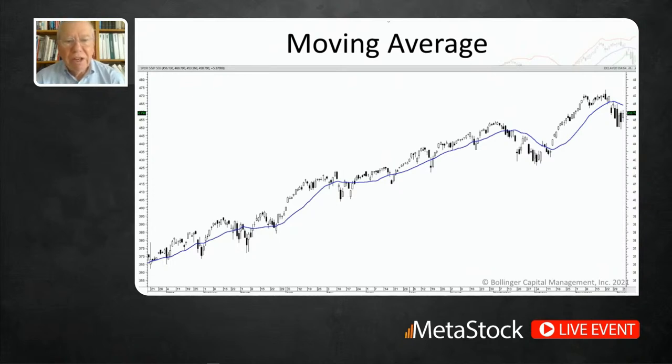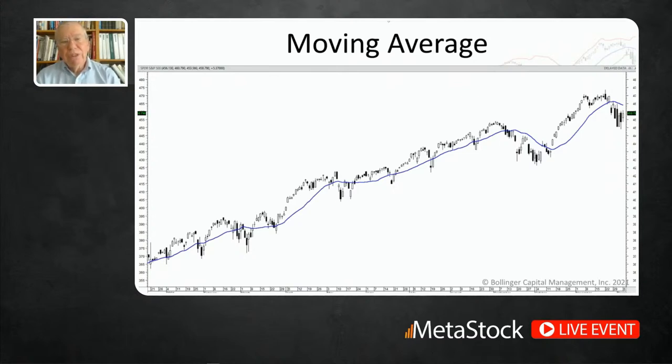So here's our chart of SPY with a blue line through it. You can see the line rises for most of the time that prices are rising and falls for most of the time that prices are falling. That's the definition of a trend measure, and it's the base for our Bollinger Bands.